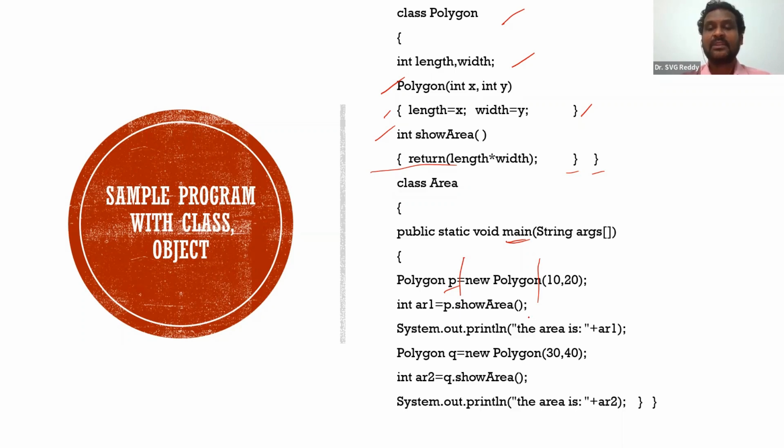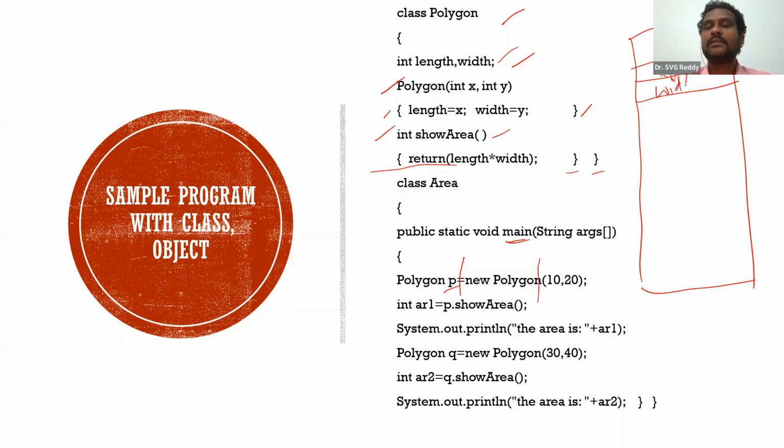How much? It checks the Polygon class. It has some variables called length and width, and a method called showArea. Now let me draw the RAM. So this is your RAM. Length is at some address, for example 157, and width is at 163. And we have a method also.